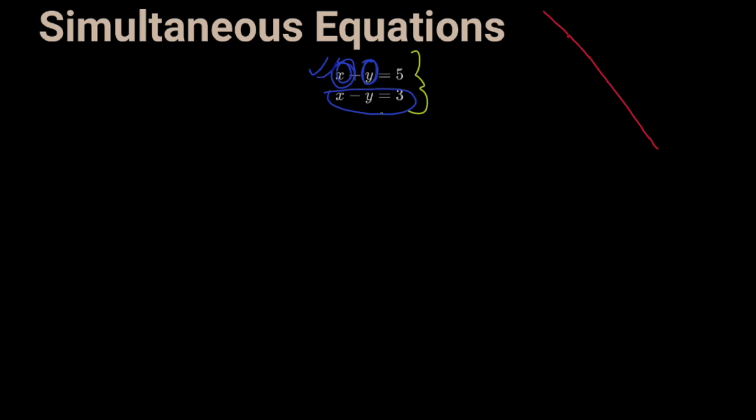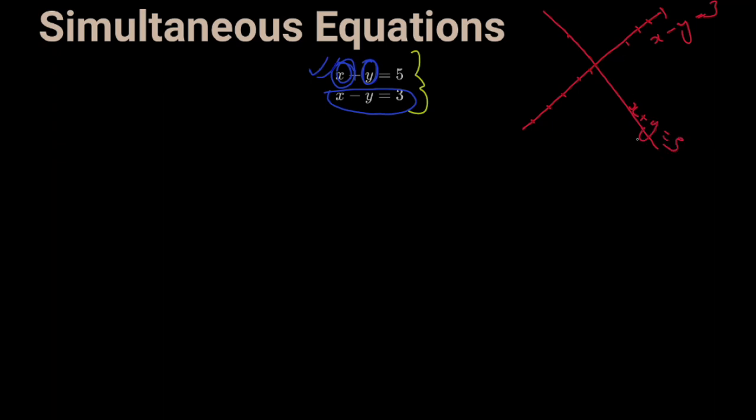In a similar way, you'd also be having x minus y equal to 3. You'd also be having a similar equation. This one would be having a positive gradient, so it'd be going this way. So all these values here represent the values for x minus y equal to 3, and all the values on this line represent the values for x plus y equal to 5.